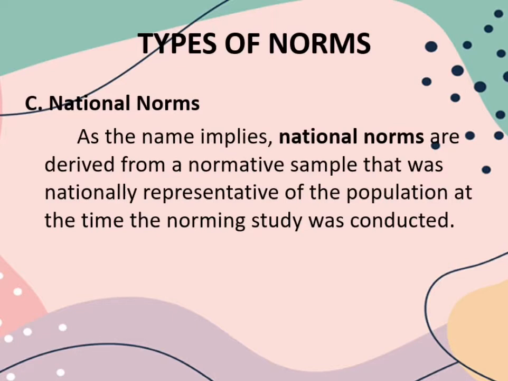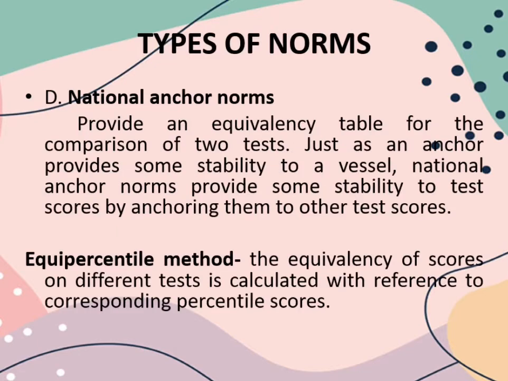Next, national anchor norms provide an equivalency table for the comparison of two tests. Just as an anchor provides some stability to a vessel, national anchor norms provide some stability to test scores by anchoring them to another or other test scores.